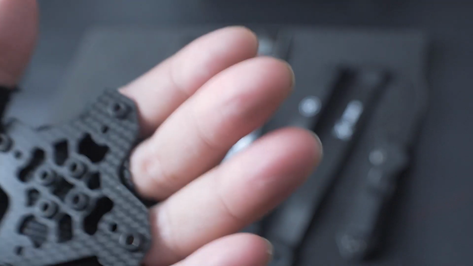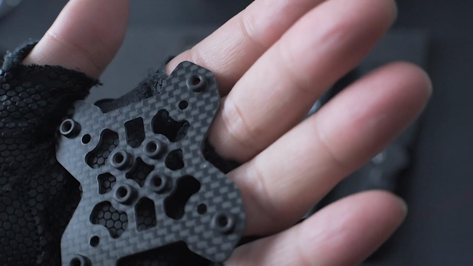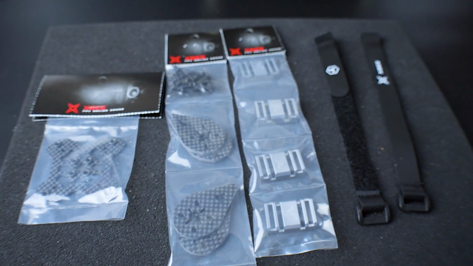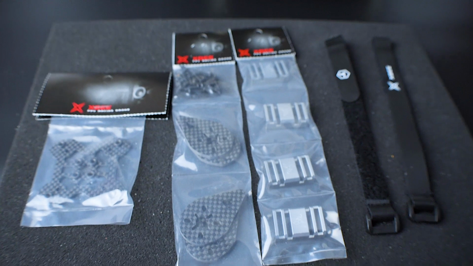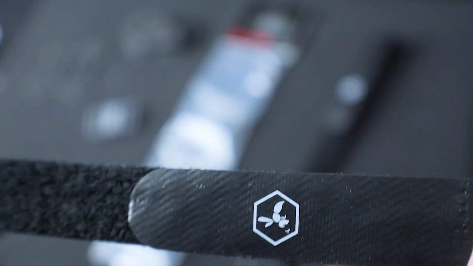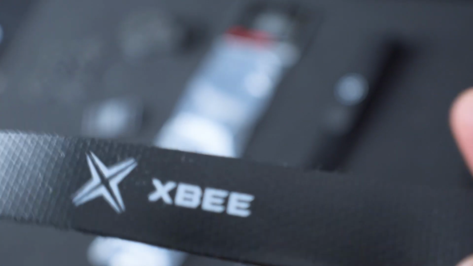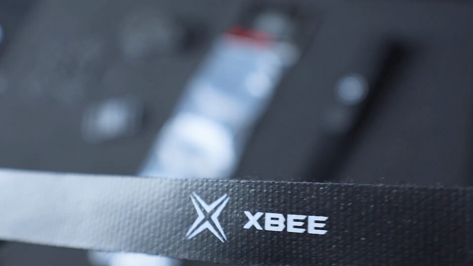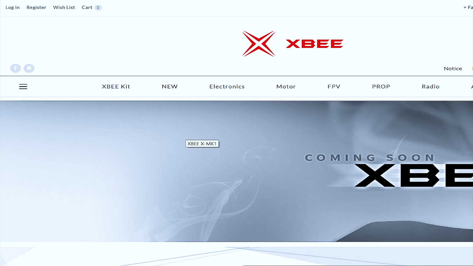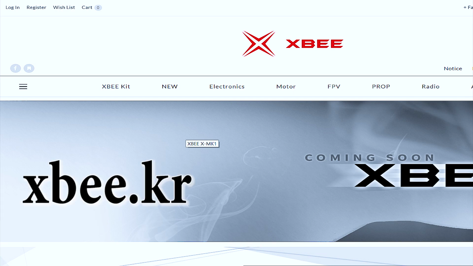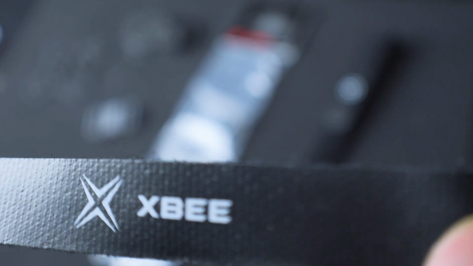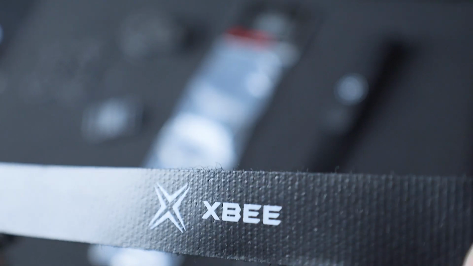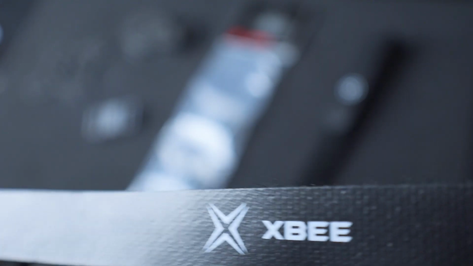Not only did they do this, but they also threw in some ESC covers, motor protectors, as well as two battery straps. These extras are separate options that you can purchase on their website at xbee.kr. Except for the battery straps, they do include this in the frame kits.